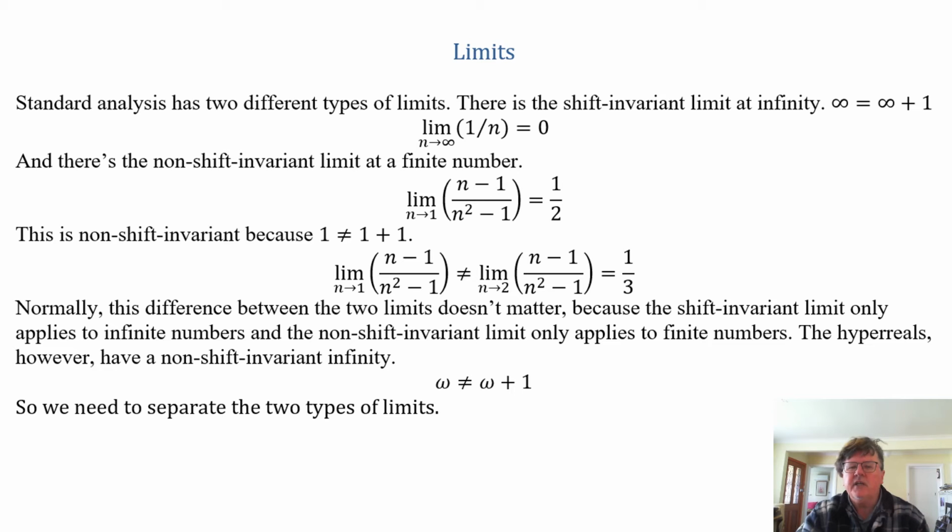In standard analysis, this incompatibility, this difference between the two limits, doesn't matter, because the shift-invariant limit only applies to infinite numbers and the non-shift-invariant limit only applies to finite numbers. The hyperreals, however, and ordinal infinity in general, has a non-shift-invariant infinity. Infinity is not equal to infinity plus 1. So we need to separate out the two types of limits.